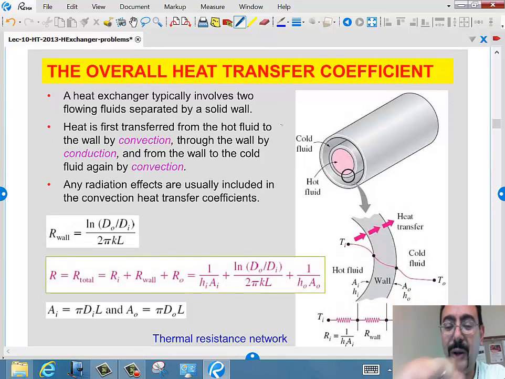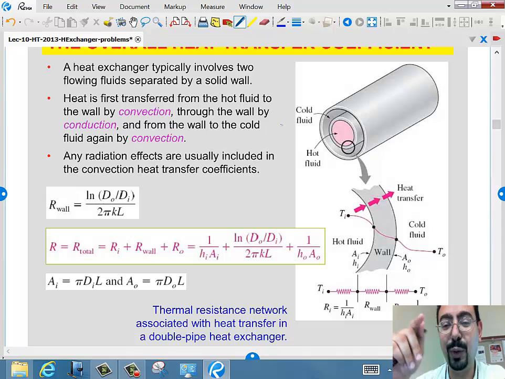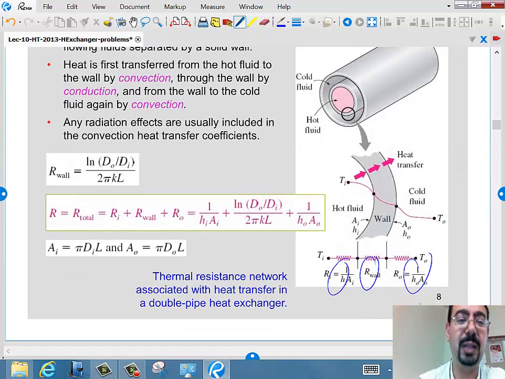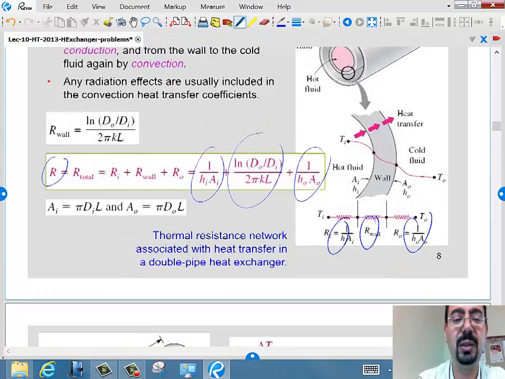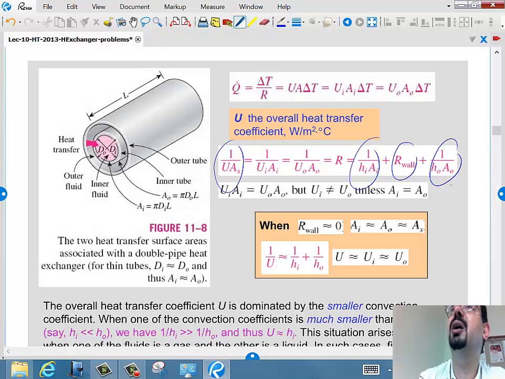All right. So the essence of that process between the cold fluid and the hot fluid is convection, conduction, and convection. Right? And that's the part when I say that R is the 3 R's. H on the inside, R conduction, and H on the outside. And we will pull all those guys together by 1 over UA. So 1 over UA is 1 over H_i A_i plus R_wall plus 1 over H_out A_out.